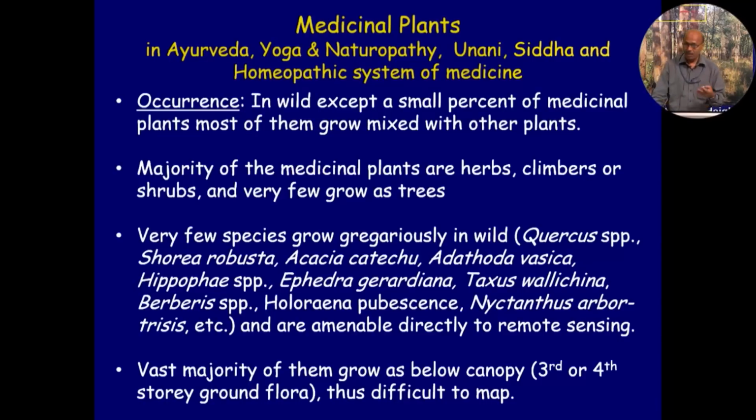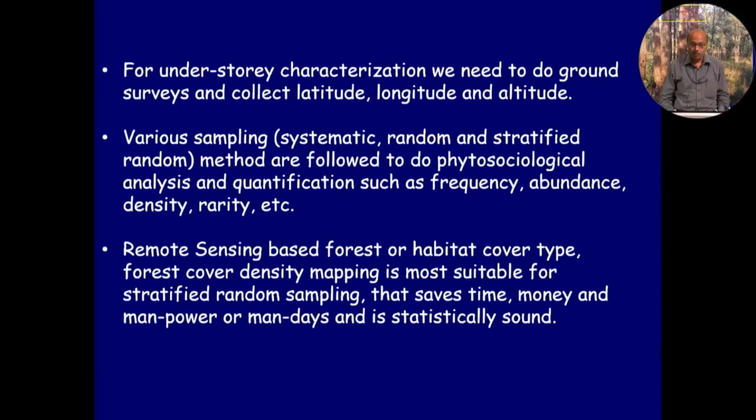Most of the plants, herbs, climbers, shrubs, are in the bottom story. You don't get them in the top story, or the first story, second story; you get them in the bottom only. Bottom means the reflectance is from the top canopy, not from the understory. So, it becomes a little difficult for us to map it. Now, if I have to do understory characterization, let us say for medicinal plants, I have to have very high resolution data, that is the first requirement. I also need a very good forest density map.